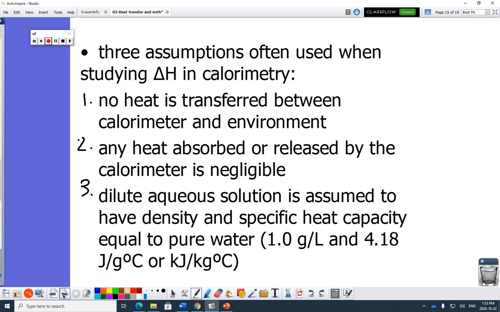Secondly, any heat absorbed or released by the calorimeter is negligible. Yes, if we left hot coffee in a styrofoam cup for hours, eventually it would go cold, but our reactions are going to take minutes, if that. And then, of course, if you have a solution that is proven to be aqueous, usually acids or bases, which love water, so they dissolve readily, then you're going to use the same heat capacity, and 1 gram is going to be 1 milliliter.